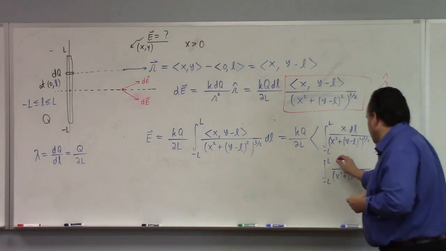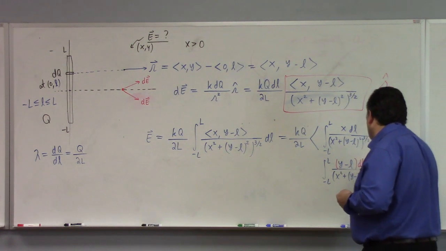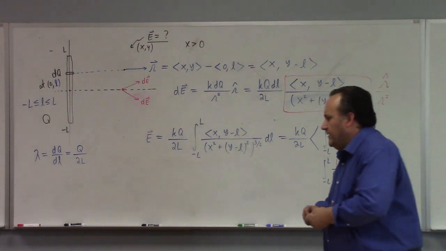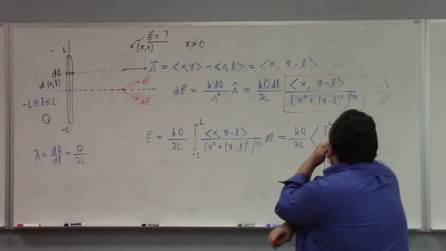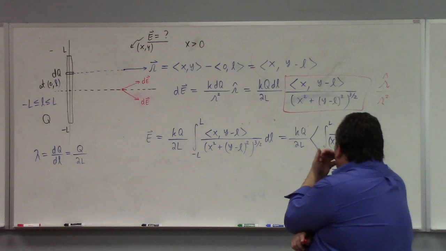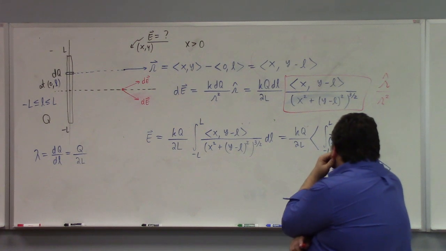So if I put y equals 0, I've got the integral of minus dl over something to the 3/2. Huh. I don't know, guys. Not sure I see it right off, why that integral would be 0 in that case. I mean, it should pop out at me.